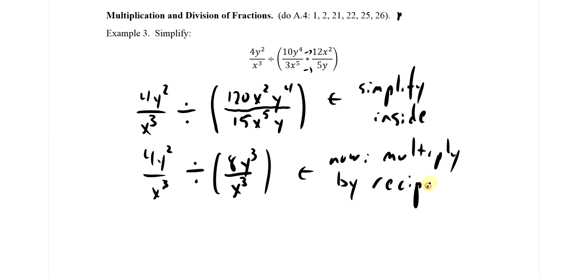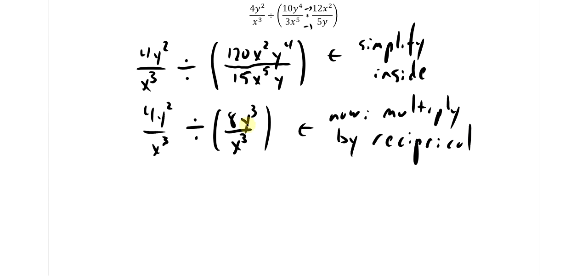Reciprocal. That's a tricky thing to spell. I think this is correct. Right, which means flip this fraction and turn that into a multiplication. So 4y squared over x cubed times x cubed over 8y cubed. So flip this fraction and multiply.